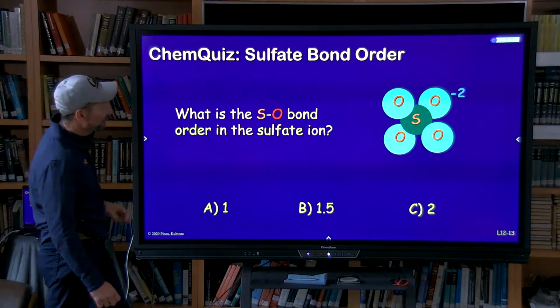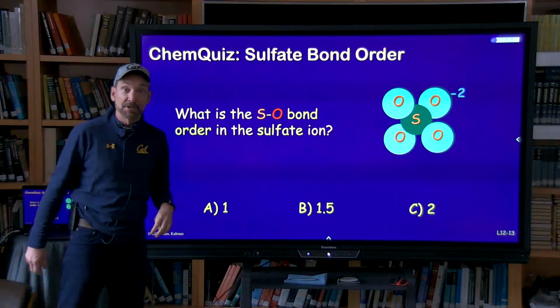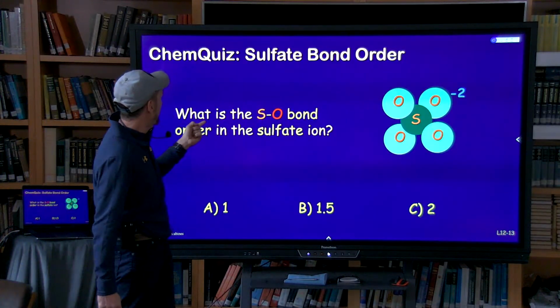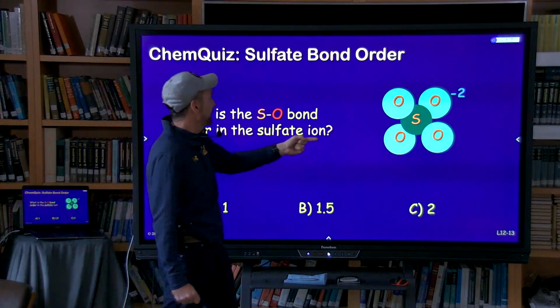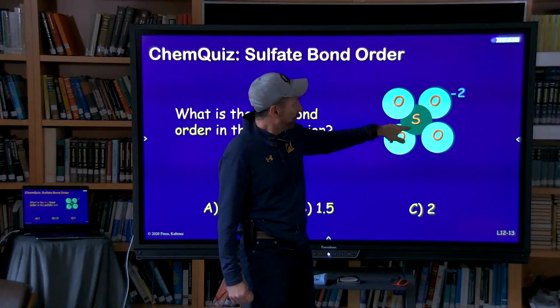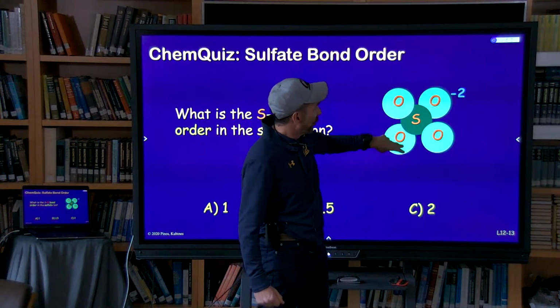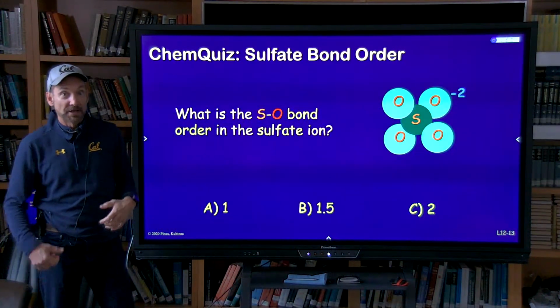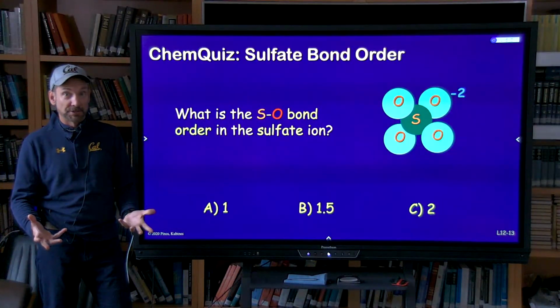Okay. This is the one we want to do kind of for real. I want you to talk about this in your group. So I have, what is the SO bond in the sulfate ion? So the formula is here. You can see it. It's the SO4 2- ion. So that'll help you draw the Lewis structure.